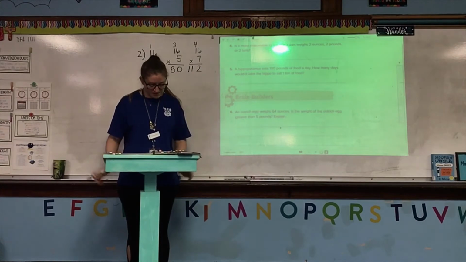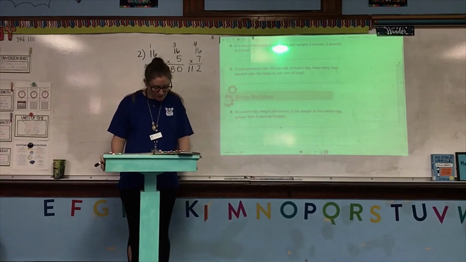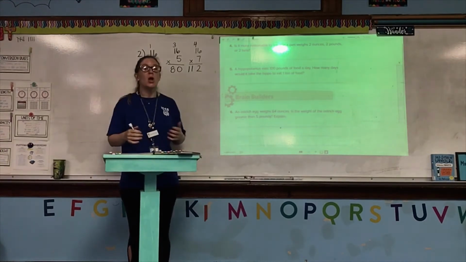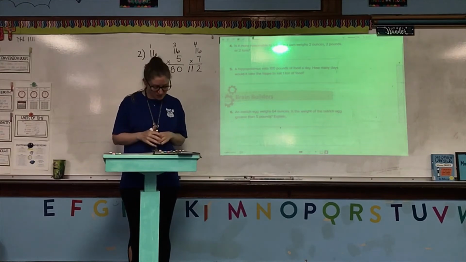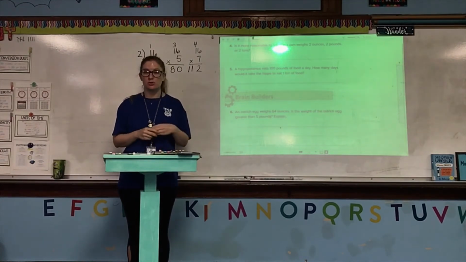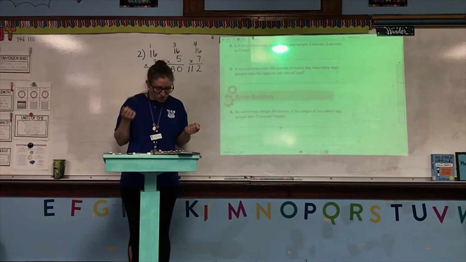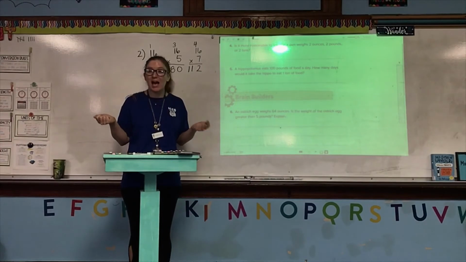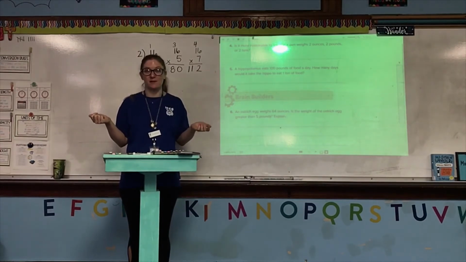Okay, so number 4 says, is it more reasonable to say that a pen weighs 2 ounces, 2 pounds, or 2 tons. So this one, we're just picking the best estimate. Now 2 ounces would be about the weight of 2 strawberries. 2 pounds would be about the weight of 2 pineapples. And 2 tons would be about the weight of 2 elephants.